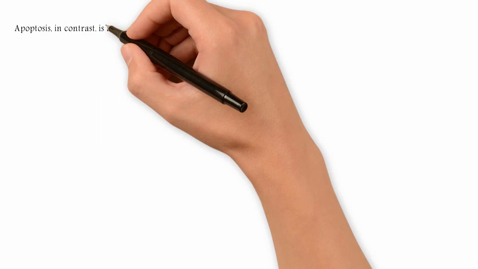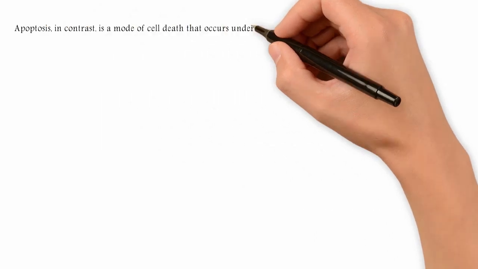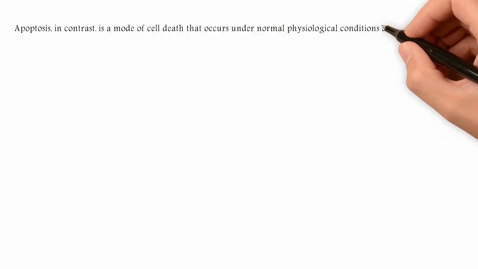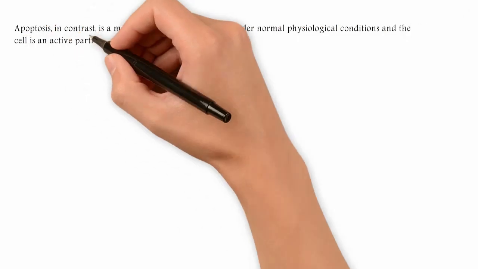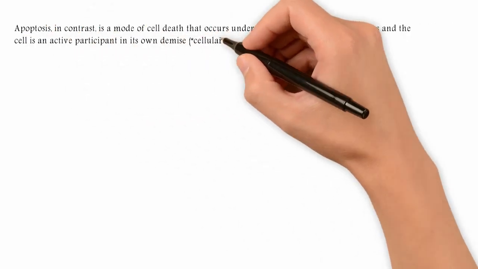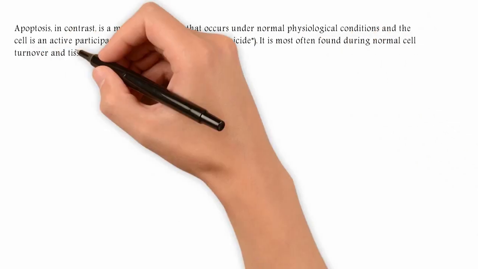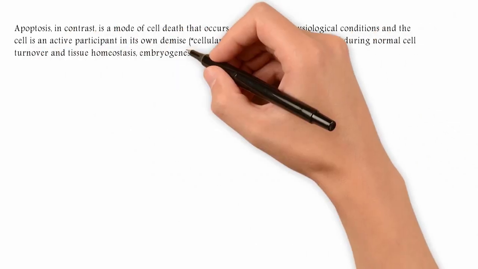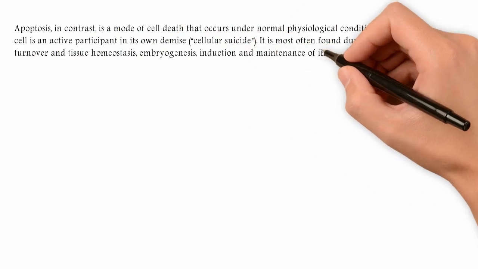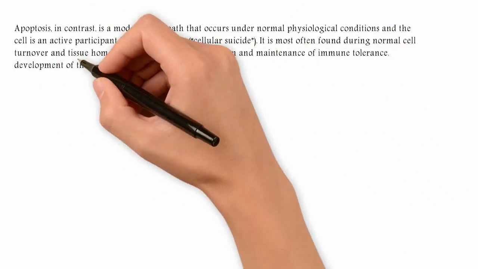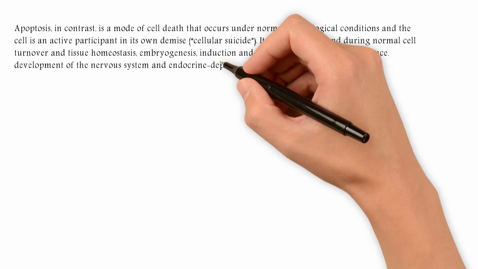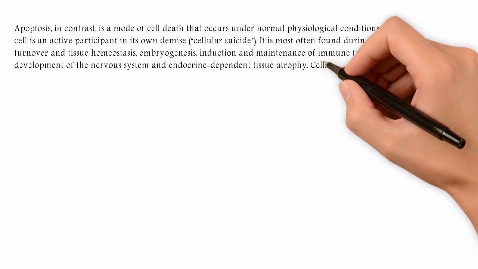Apoptosis, in contrast, is a mode of cell death that occurs under normal physiological conditions, and the cell is an active participant in its own demise: cellular suicide. It is most often found during normal cell turnover and tissue homeostasis, embryogenesis, induction and maintenance of immune tolerance, development of the nervous system and endocrine-dependent tissue atrophy.